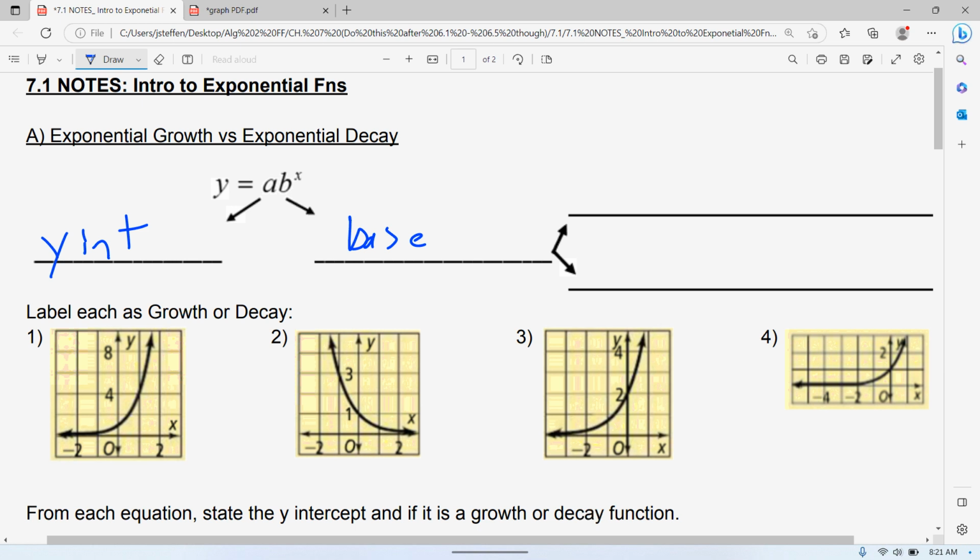The x is the variable. Some people are like, well, that's an exponential. Why isn't this an exponential? Why is that quadratic? Well, that one has an exponent, but the exponent's a 2. It's always going to be 2. It always will be. It's not a variable. This one, the exponent is a variable.